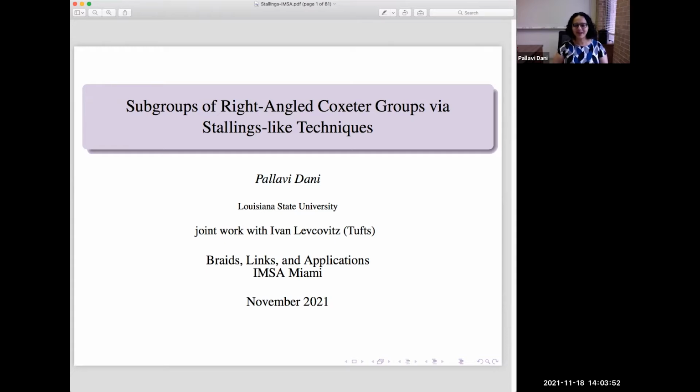Okay, so I'm going to talk about subgroups of right-angled Coxeter groups via Stallings-like techniques. All of this is joint work with Ivan Levcovitz.